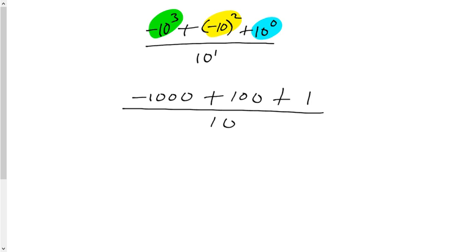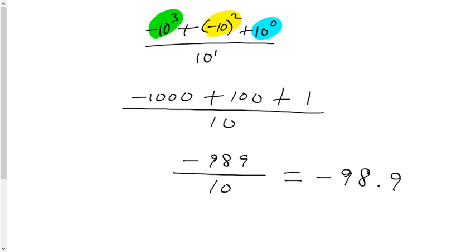So negative 1,000 plus 100 is going to be negative 900. And negative 900 plus 1 is going to be negative 989, divided by positive 10. So when we simplify that numerator, it's going to be negative 989 divided by 10. When we divide by 10, we don't need to grab a calculator. We simply move our decimal one place over. Our final answer will be negative 98.9.